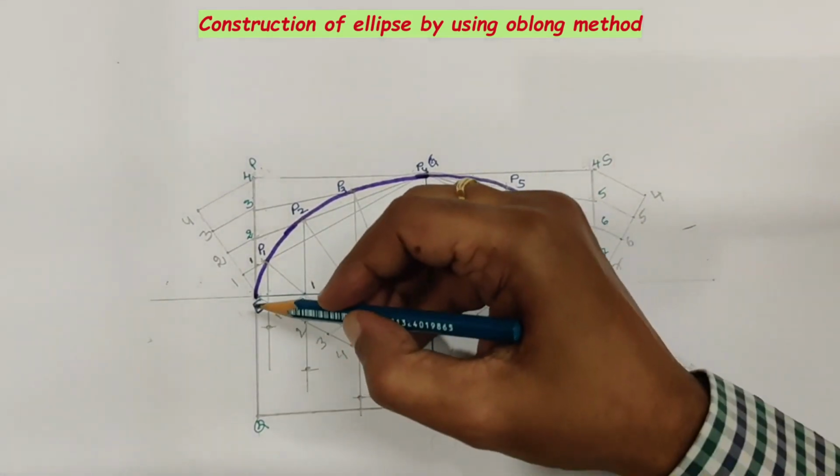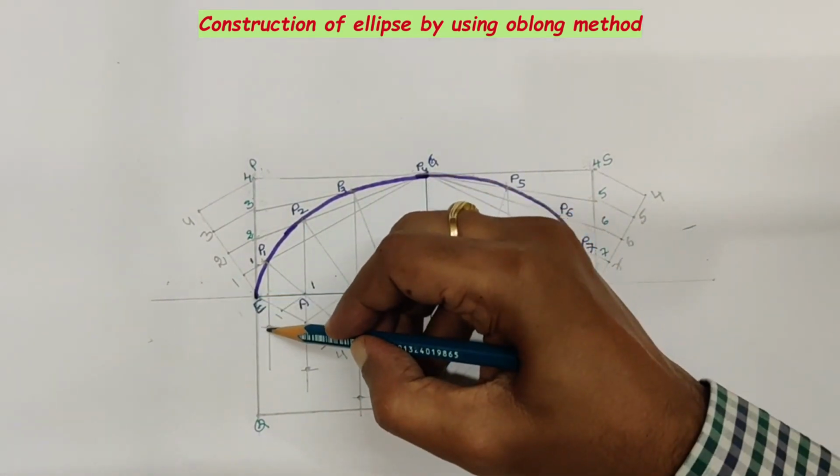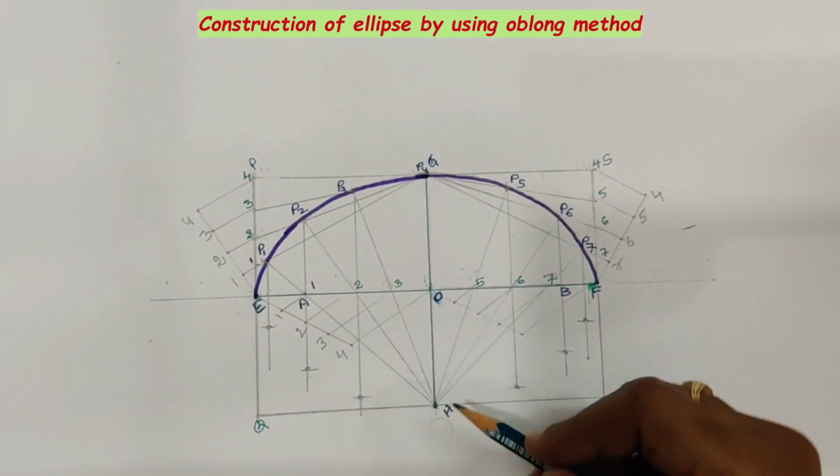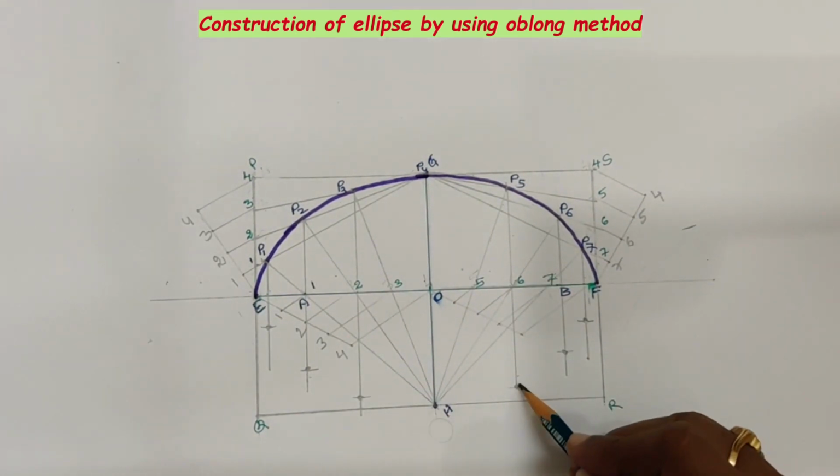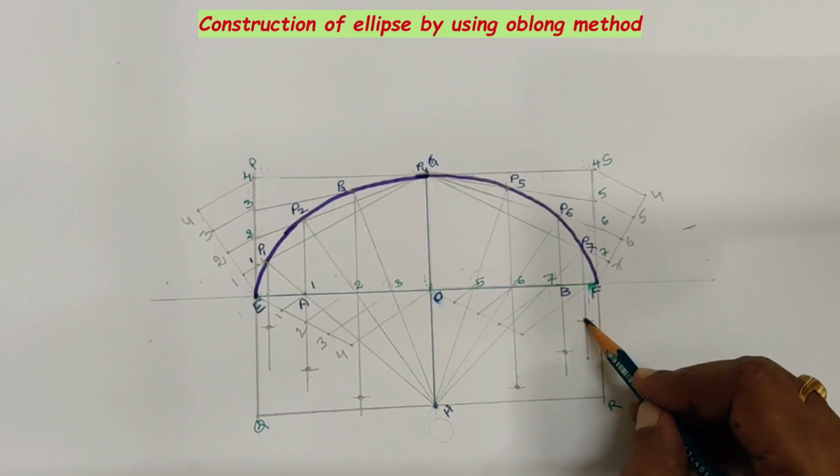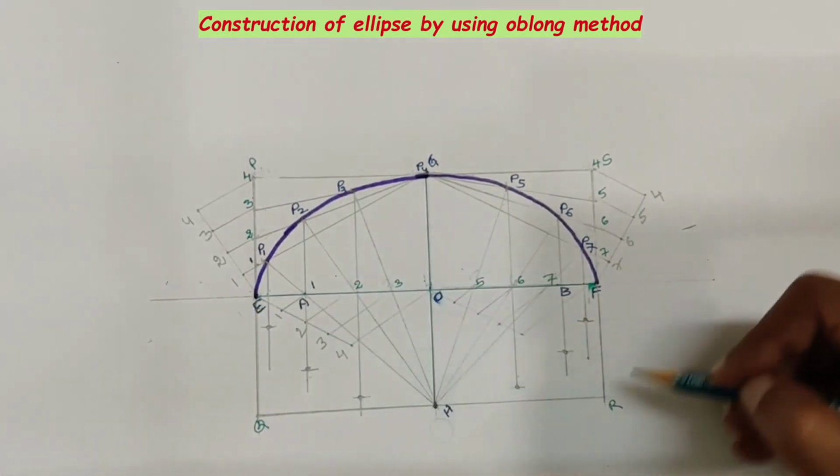Then passing through E, P1 dash, P2 dash, P3 dash, H, P5 dash, P6 dash, P7 dash and F, draw a smooth curve.